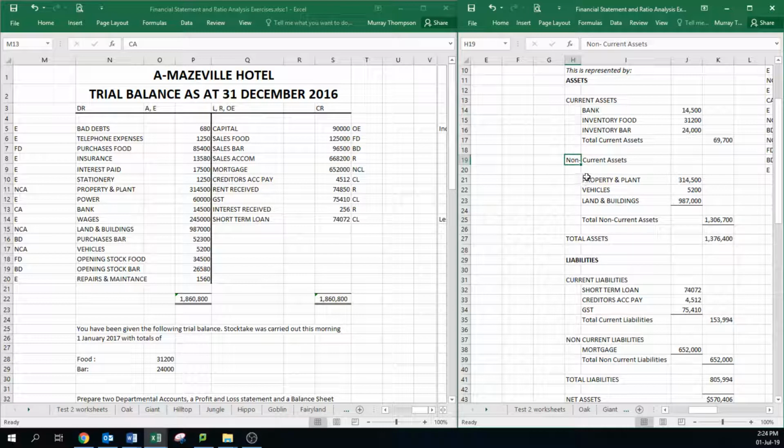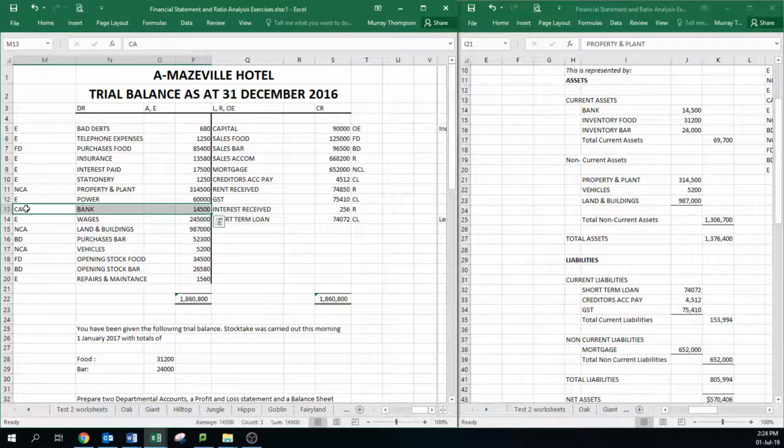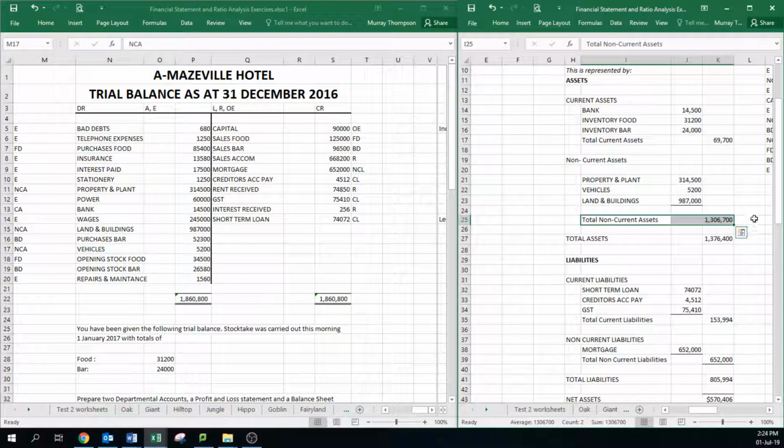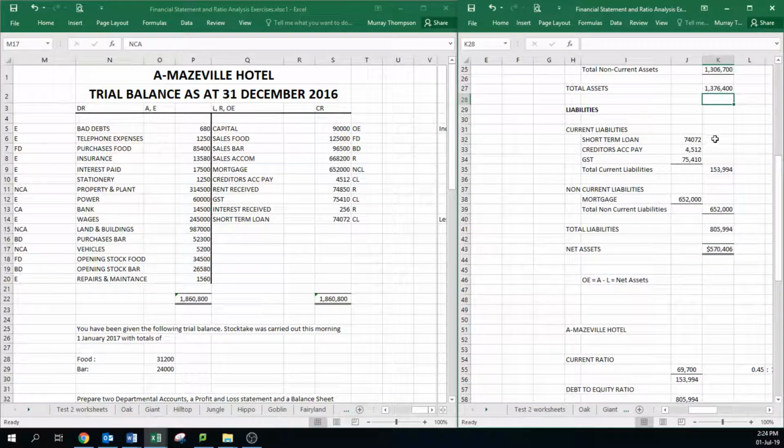Then we turn to non-current assets, and list them out. These are our longer term assets. Again, just pick them from the trial balance: property and plant, land and buildings, vehicles. It doesn't matter which order they are in, and then have a total there. To get to total assets, it will be total current assets plus total non-current assets equals total assets. This is everything that we own. Okay, and that's the assets dealt with.